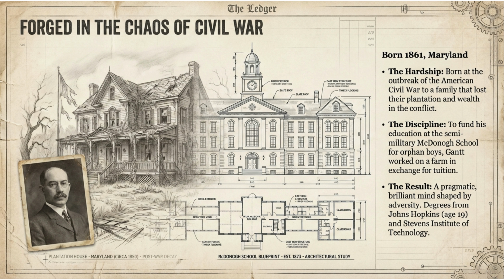But hardship builds character. Gantt graduated, and then kept going, earning a degree from Johns Hopkins at just 19 years old and later from the Stevens Institute of Technology. The adversity didn't break him, it forged him, much like steel, which, as we'll see in the next slide, is exactly where he ended up working.